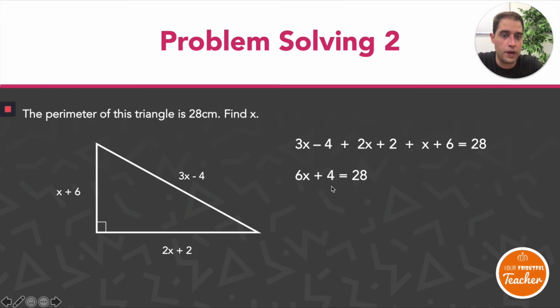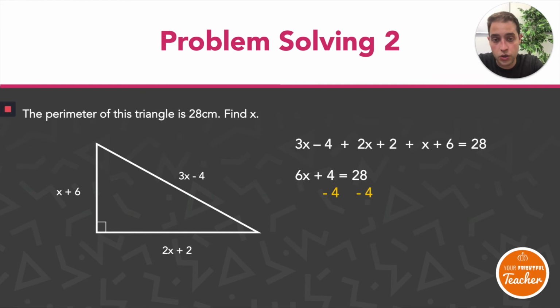6x plus 4 equals 28. Do you know what I did there? 3x, 2x, x, adding them all together, got 6x. Minus 4 plus 2 plus 6 gives us 4. Yeah, minus 4 plus 2 brings it up to minus 2, plus the 6 brings us up to plus 4. Okay, that's how I worked it out, and that gives us 28 still. So I've written it all out, I've simplified it down, and now I can work it out.